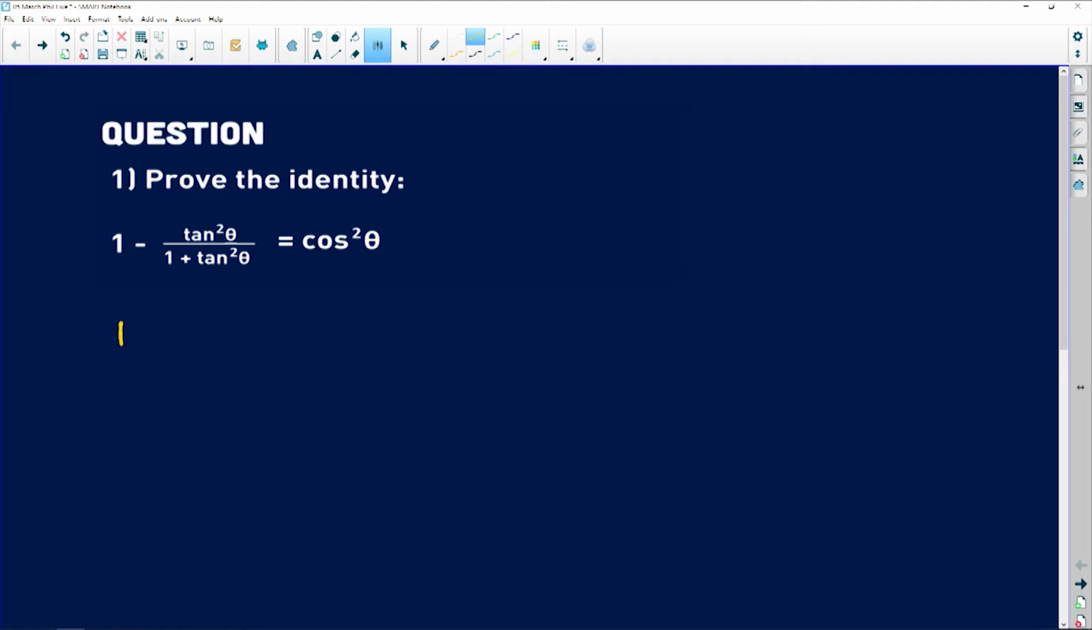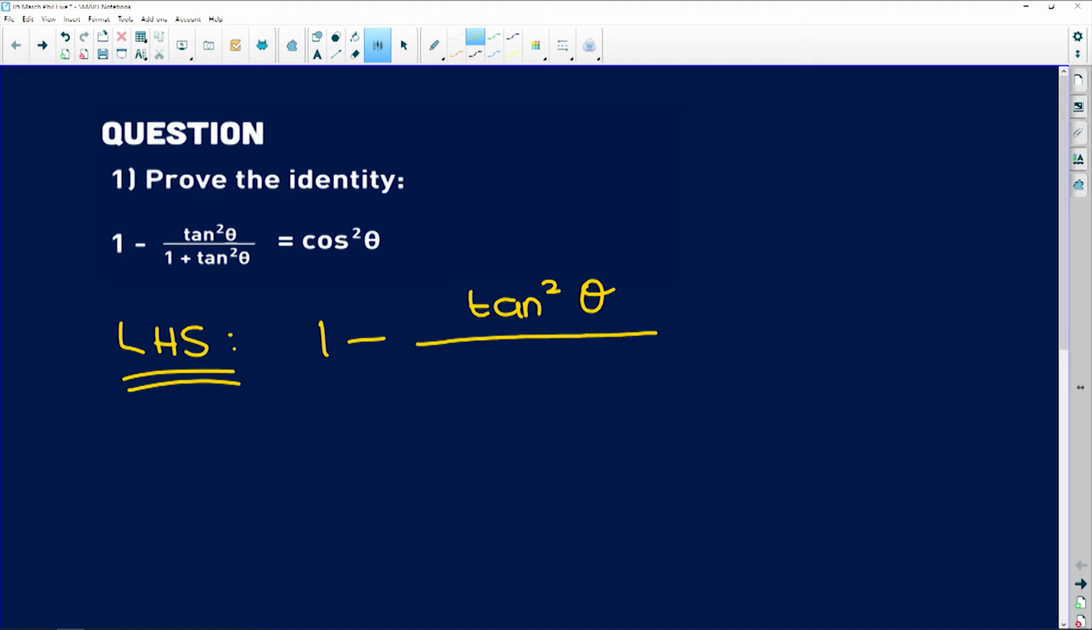So I am going to pick the left-hand side. A lot of your teachers, guys, will say pick the side that has more stuff on it. So my left-hand side, 1 minus tan squared of theta all over 1 plus tan squared of theta. Okay, and obviously we're trying to get it to look like cos squared of theta.